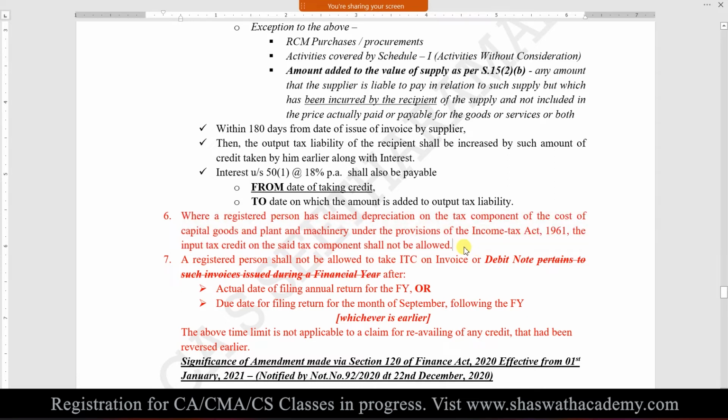So the first one, what does it say? Depreciation and ITC are mutually exclusive on one figure. You cannot have both. That's what point number 6 is all about. Remember the accounting entry. If you are strong enough in accounts, you can actually do wonders.